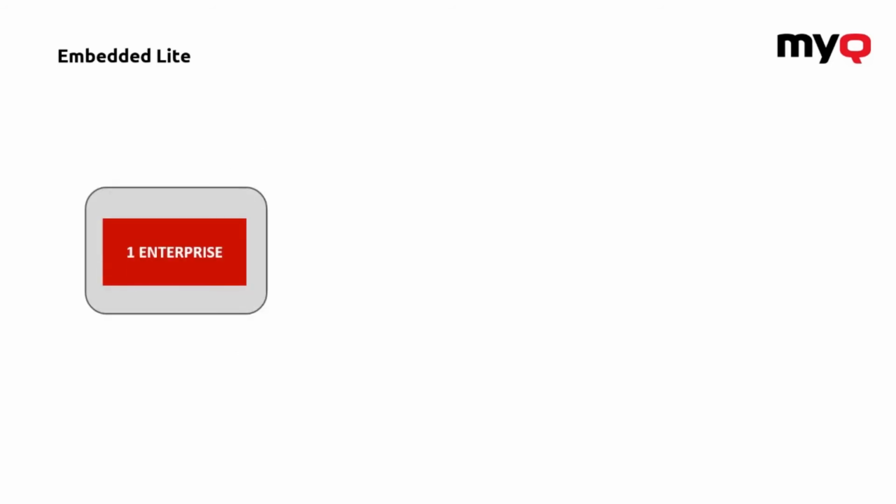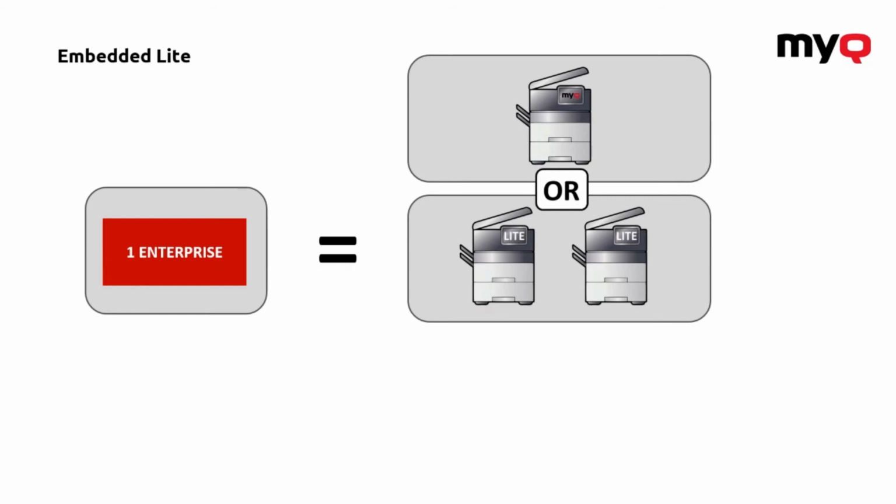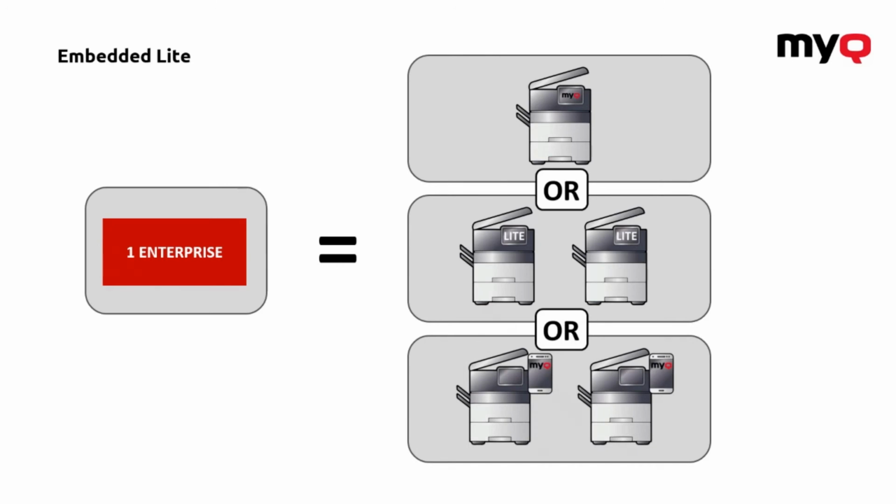So let me just explain what the enterprise license means. For one enterprise license, like you already know, you will get one machine with the embedded terminal. In case it is a machine that supports the Lite mode, for one enterprise license, you can also get 2 Lites. Or the third option, you can get 2 machines with the external hardware terminal Pro. So for one enterprise license, just to recap, you get either one machine with the embedded terminal, or 2 machines with a Lite, or 2 machines with an external hardware terminal.